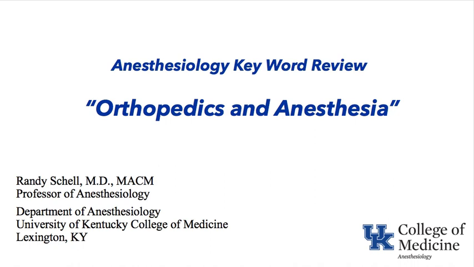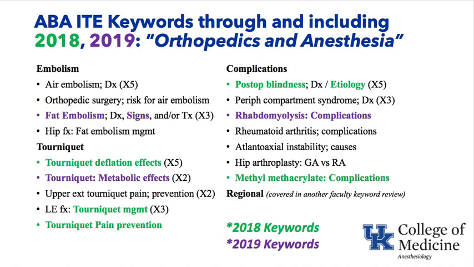Looking at the keywords over the last more than a decade, they're represented here in the categories of embolism, tourniquet, and some other complications. Regional will be covered in a different videocast. 2018 are represented in green. 2019 ABA ITE Keywords are represented in purple. So under embolization, you can see air embolization. There's been questions developed around this topic multiple times.